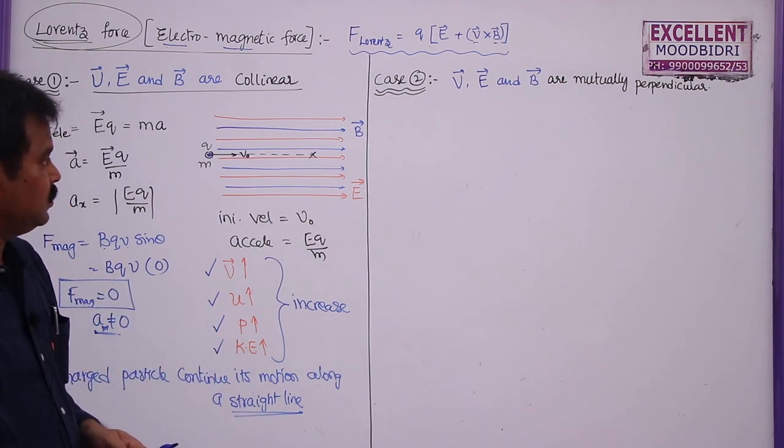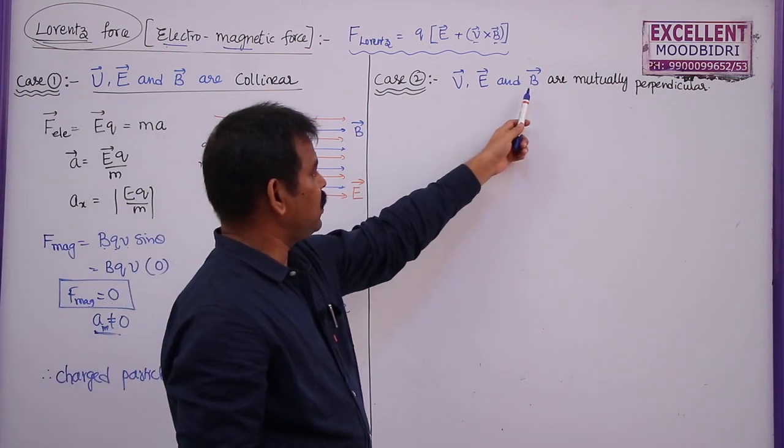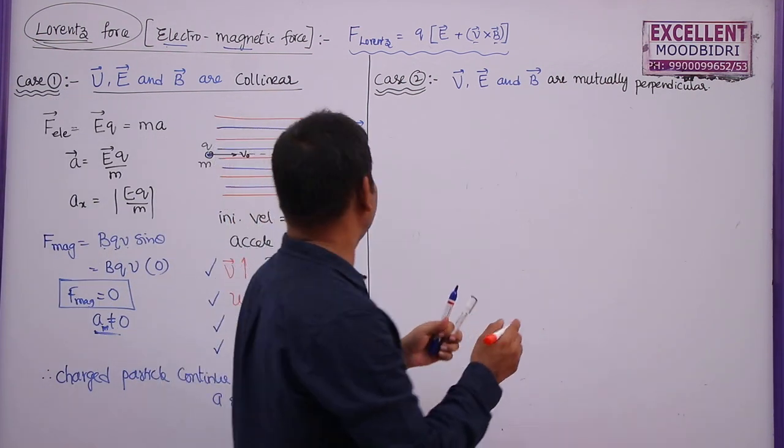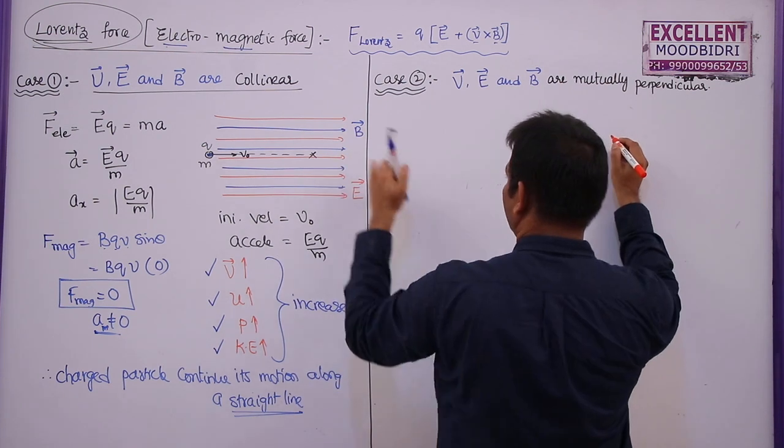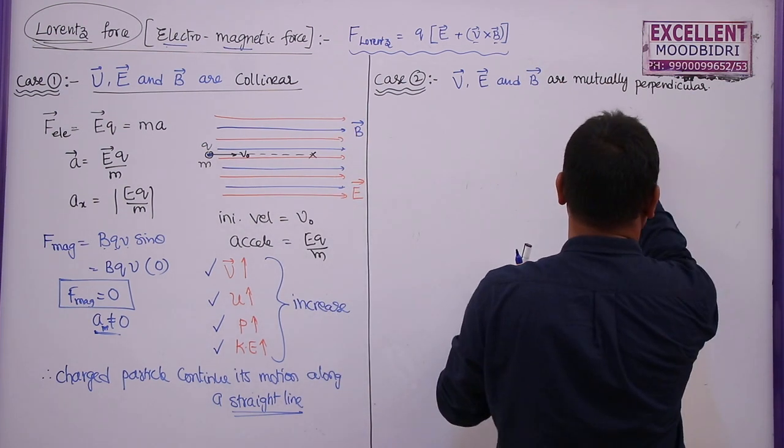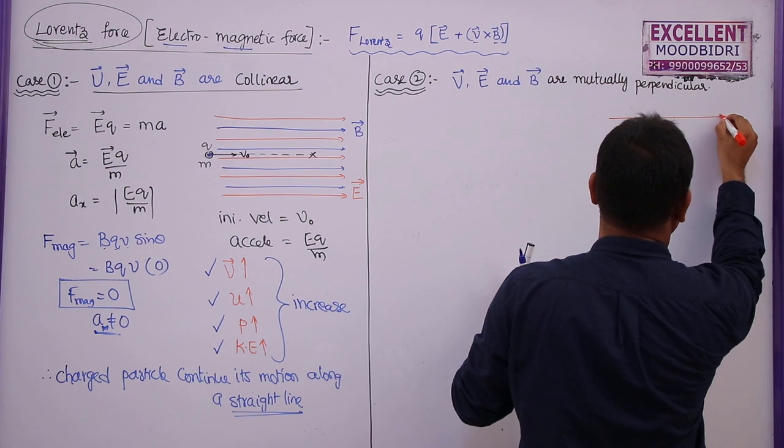Now in the second case, let us say V bar, E bar, B bar are mutually perpendicular to each other. I am going to denote this electric field with a red color. So let us say this is the electric field.